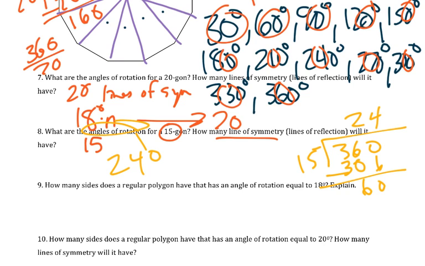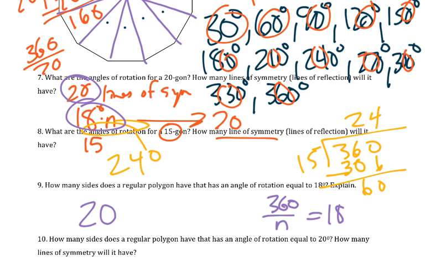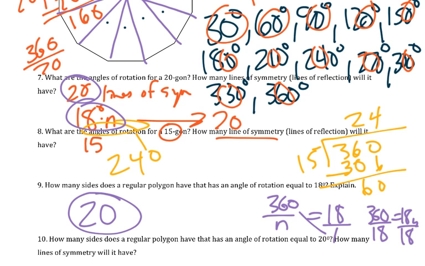Okay, how many sides does a regular polygon have that has an angle of rotation of 18? Well, we already figured that out, right? It was 20. If we weren't sure, we could go 18 would equal 360 over n. So basically, go like this and cross multiply. 360 equals 18n, divide by 18. But we already know that it's going to have 20 sides.